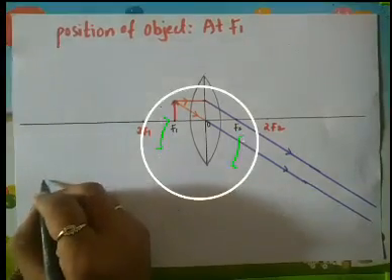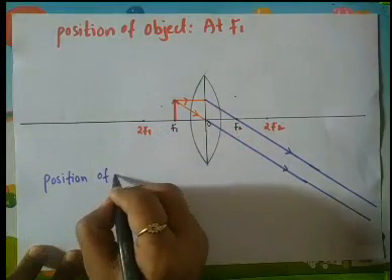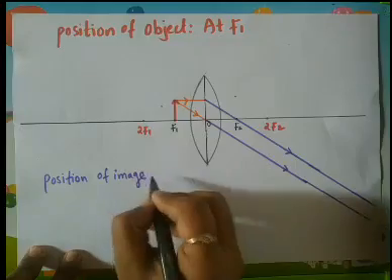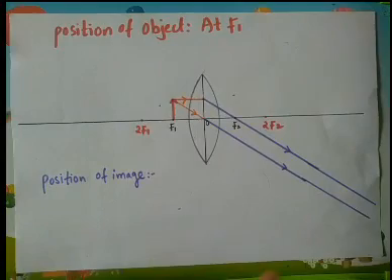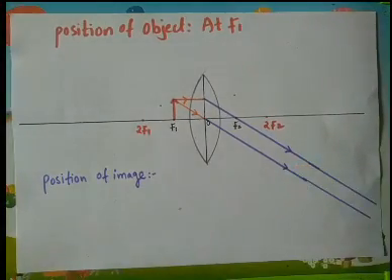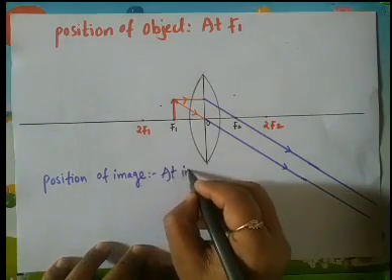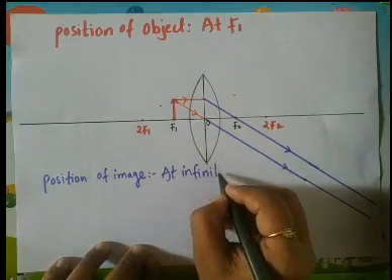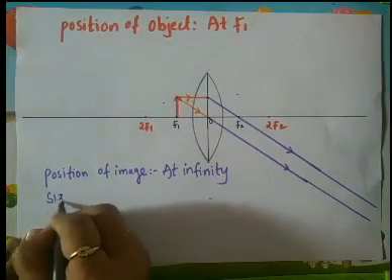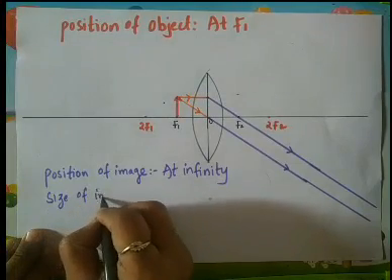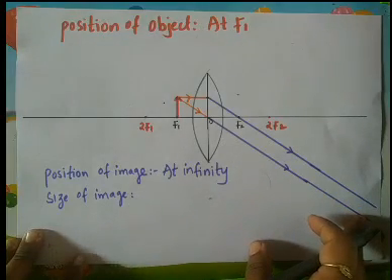So when we are talking about the position of the image, because we are not able to draw the image on the paper, as it will form at a very large distance from the lens, the two rays will intersect somewhere at some point. So I will write: the image will form at infinity.